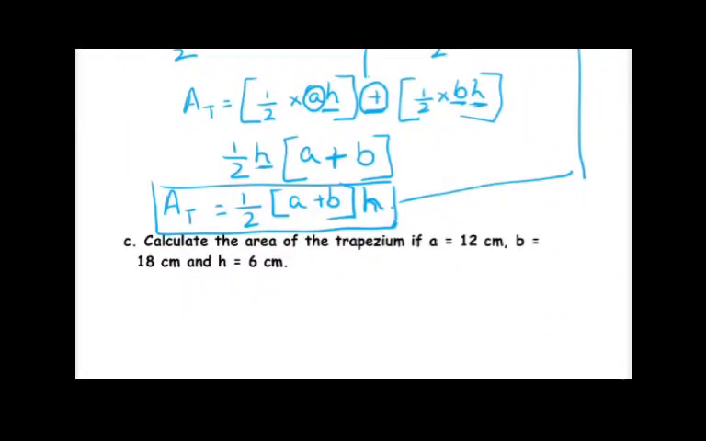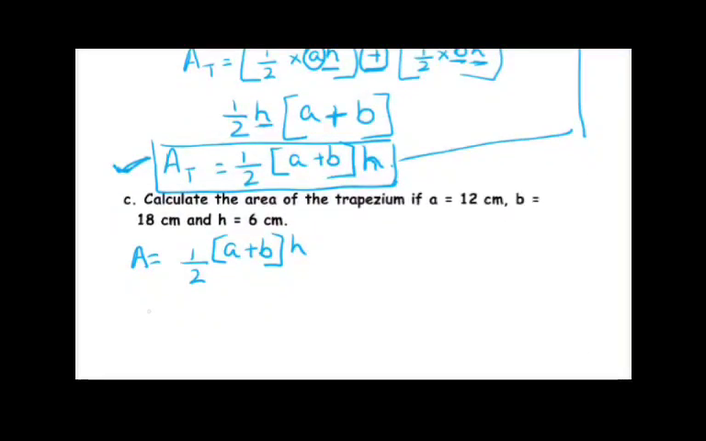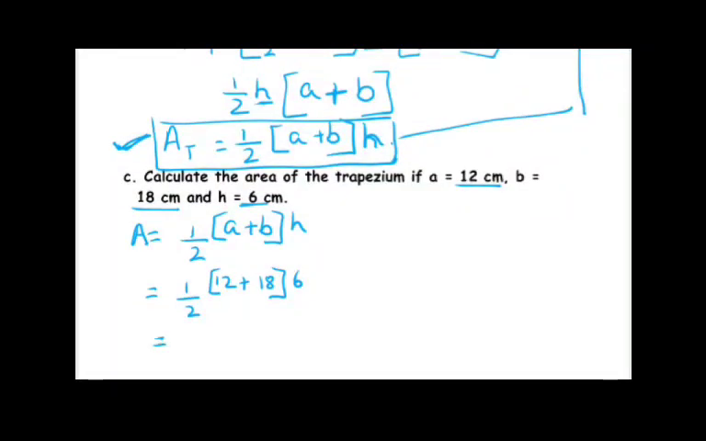C says calculate the area of the trapezium if a is equal to 12 centimeters, b is equal to 18 centimeters and h is equal to 6 centimeters. Taking the formula from the previous one, area is equal to half (a plus b) h. Half, what is a? a is 12. What is b? b is 18. And what is h? 6. Children, please remember you get marks for substitution, for correctly substituting the values.